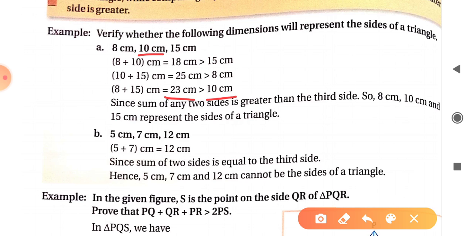Next is 5 cm, 7 cm and 12 cm. When we add 5 and 7, then we get 12. Here 12 and 12, these are equal. So the triangle inequality property is not satisfied because the sum should be greater than the third side. Here the sum is equal to the third side. So the triangle inequality property is not satisfied. So we will say that these are not sides of a triangle.